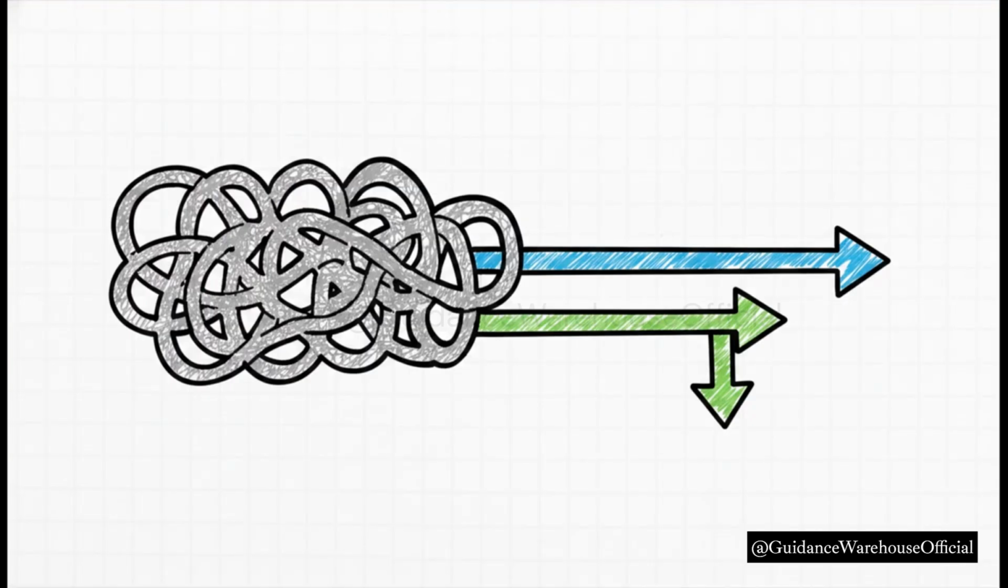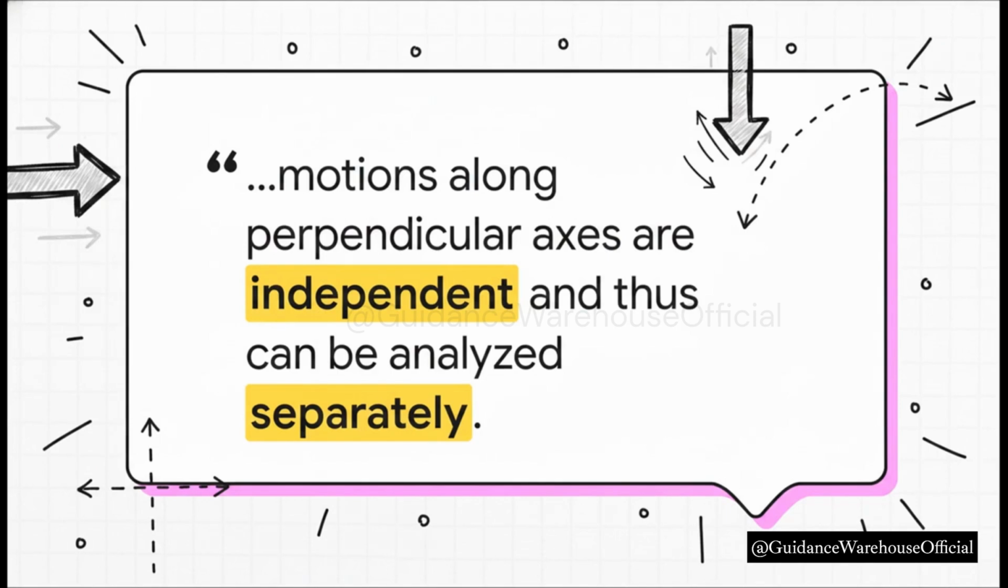This is the big aha moment. You don't look at it as one complex motion. Nope. You break it down into two totally separate and much, much simpler motions that just happen to be going on at the same time. You've got the sideways motion and you've got the up and down motion. That's it. And this isn't just a neat trick, it's fundamental physics.